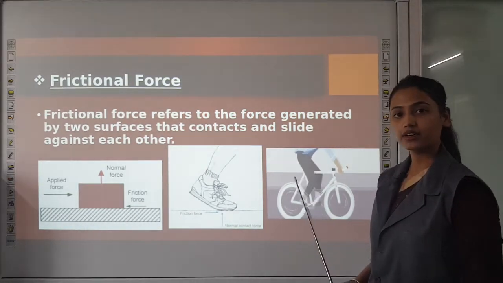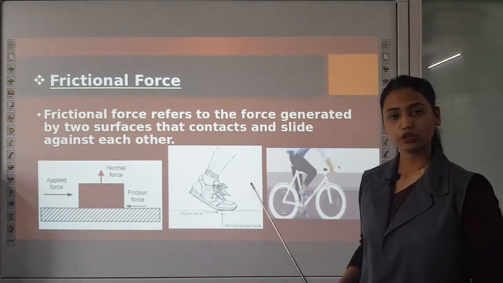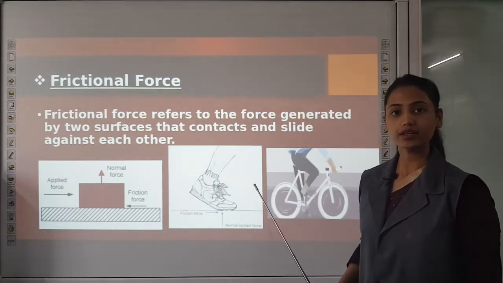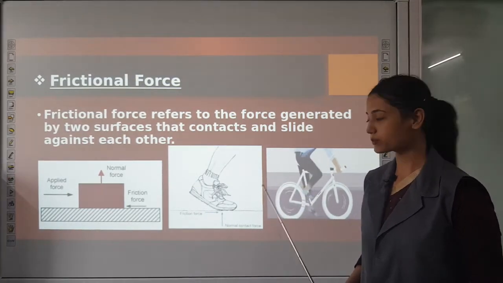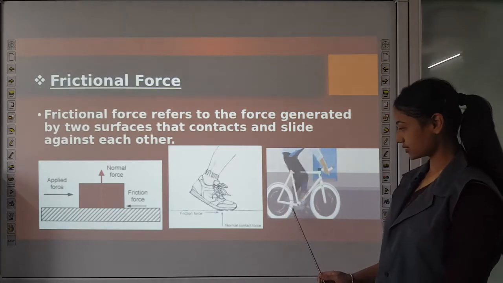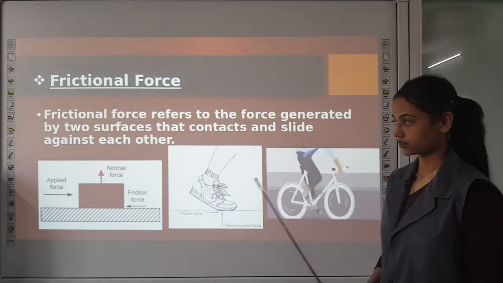During cycling, when you stop paddling, what happens? Your cycle comes to rest. Why? Because of the frictional force between the wheels of this cycle and the road.